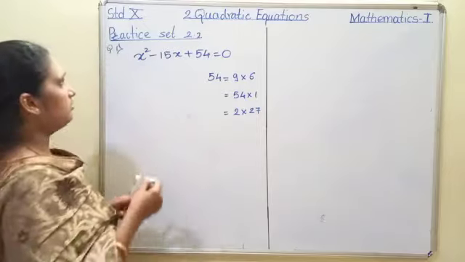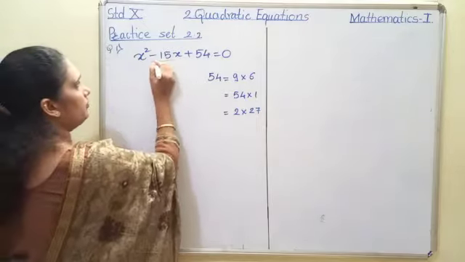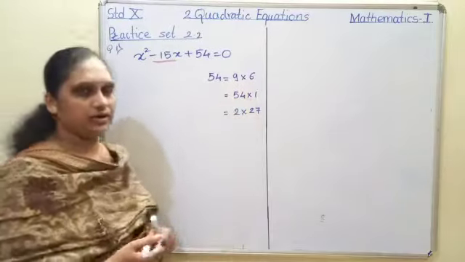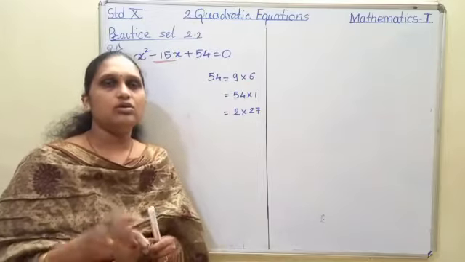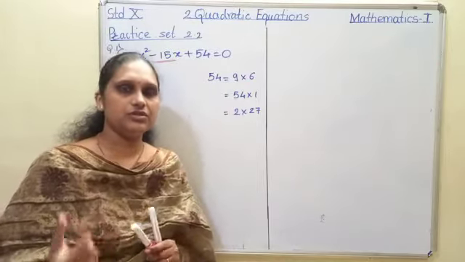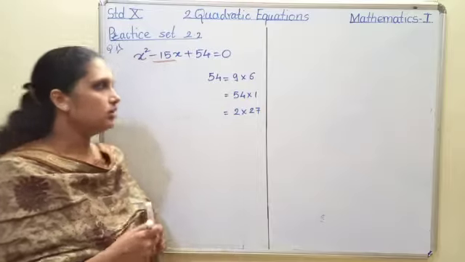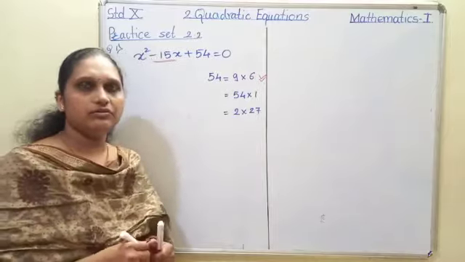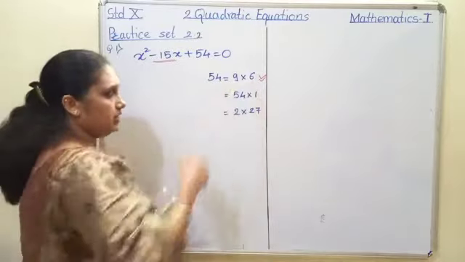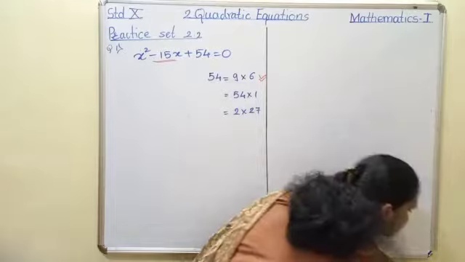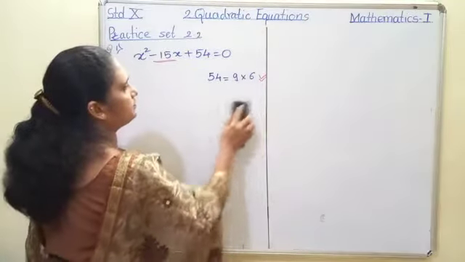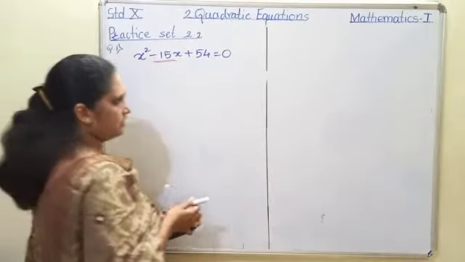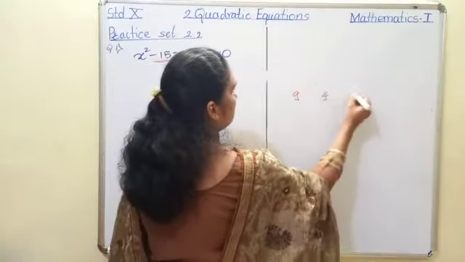What is the middle number? Middle number is negative 15. So now tell me, out of these pairs of factors, which pair is having a difference 15? If you observe, 6 and 9 is having a difference 15. So we'll select this pair as the factors, and the remaining we'll remove. So once we select the factors, that is 9 and 6.